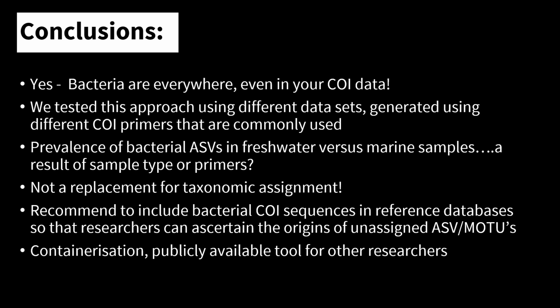In relation to the difference in proportion of bacterial ASVs in our freshwater versus our marine eDNA samples, a good question might be, is this the result of sample type or our primers? My answer would be that we might expect greater diversity in general in marine samples, not least because marine samples contain DNA originating from terrestrial, freshwater, and marine sources, but we would also strongly consider the influence of primer choice on the number of bacterial ASVs. For the marine samples, we used degenerate bases in the primers, and this might have contributed to the amplification of many more non-eukaryotes in those samples.